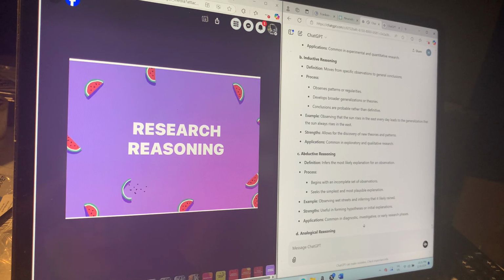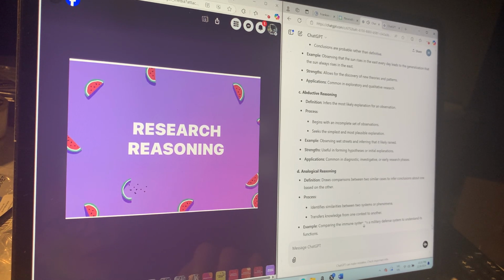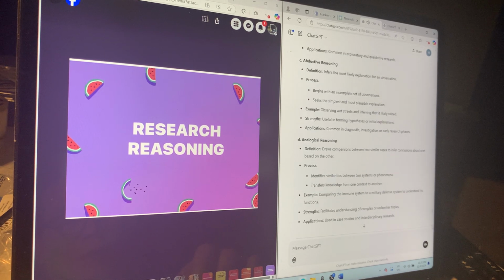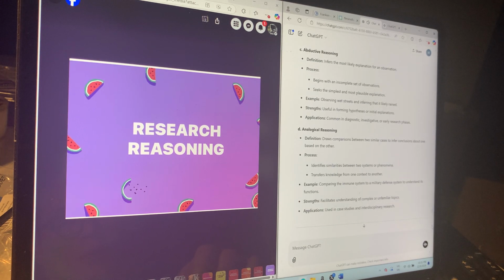2. Importance of research reasoning. Ensures rigor, promotes logical consistency and validity in research. Facilitates discovery, helps identify patterns, relationships, and explanations. Supports decision-making, provides a structured approach to interpreting findings, enhances credibility, demonstrates the logical basis for conclusions.